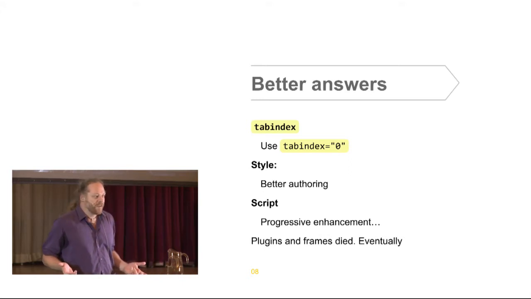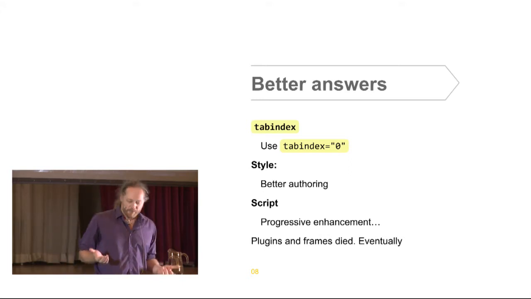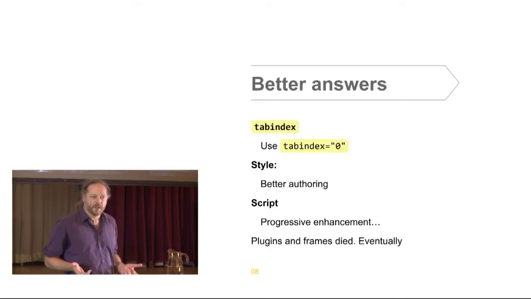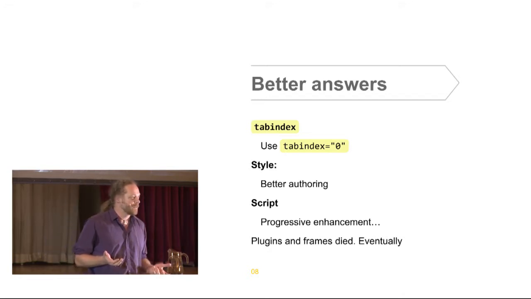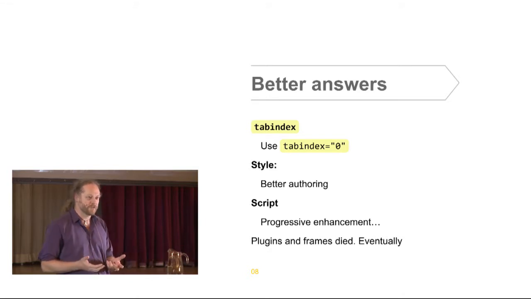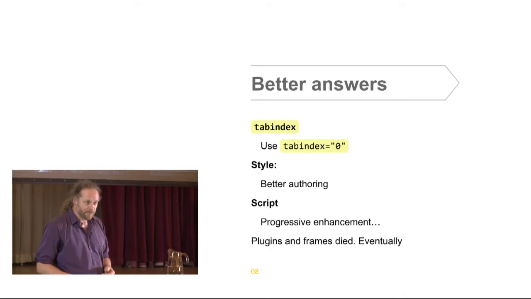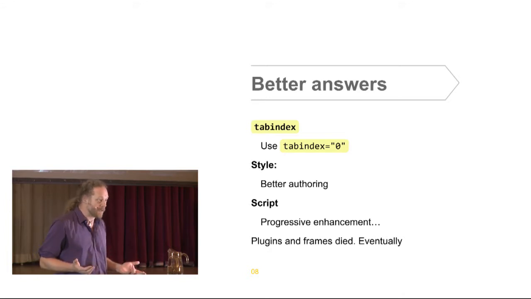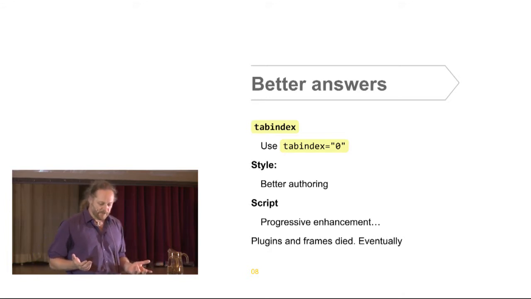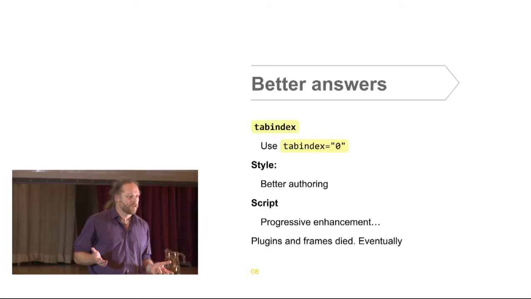The way to fix style issues is like better authoring. People learned about progressive enhancement. People actually learned how to make stuff better. Developers became more professional, more skilled, and understood different devices and systems. And that mattered a lot. And plugins and frames died, sort of almost, finally. And that made a big difference too, in fact.